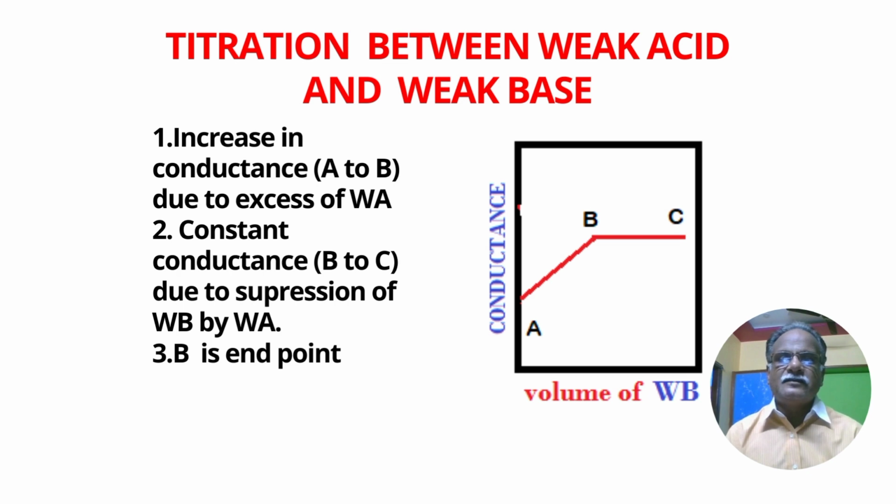This is conductometric titration between weak acid and weak base. Let us see here, A to B indicates increase in conductance due to excess of weak acid. After that, from B to C, conductance is observed to remain constant. Here B is the endpoint.